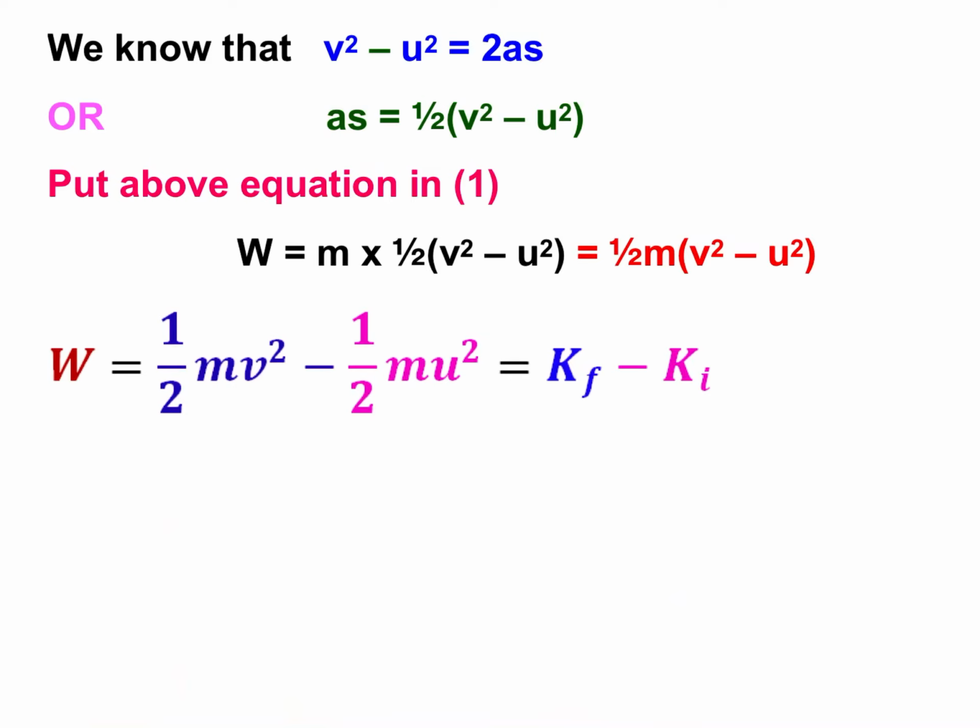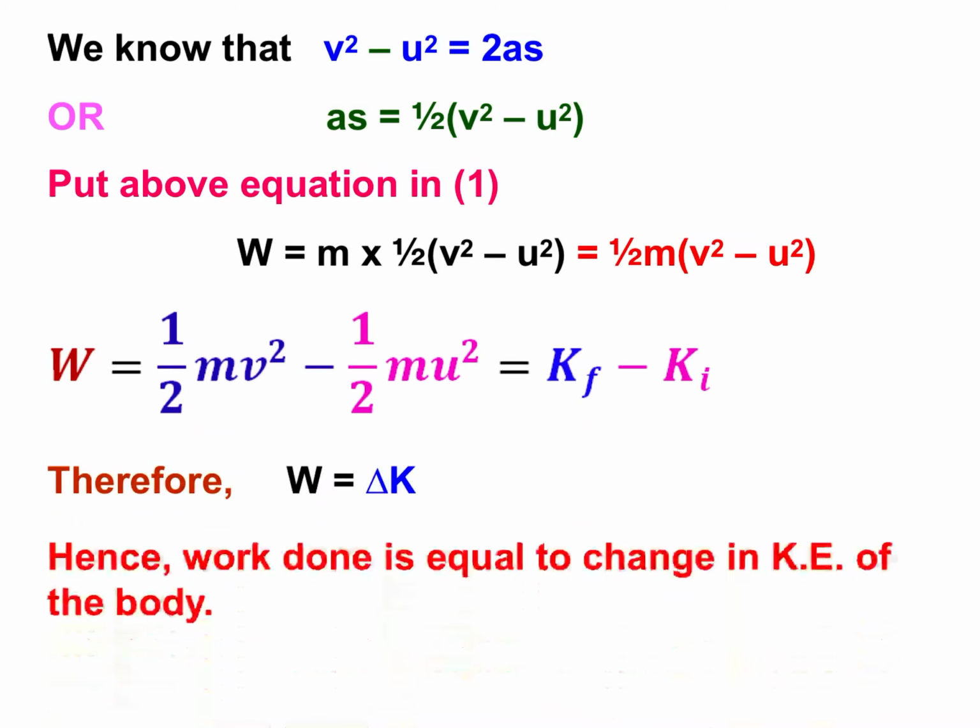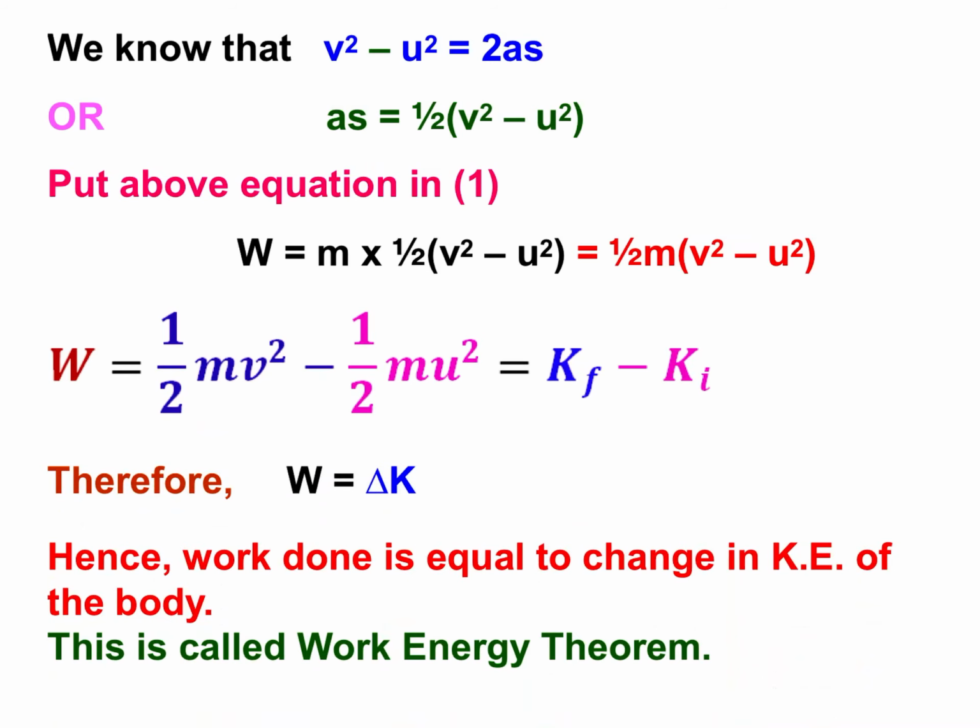Multiply this half m inside the bracket, we will get work done W is equal to half mv square minus half mu square. Half mv square is Kf, final kinetic energy, minus half mu square is Ki, initial kinetic energy. So work done W is equal to change in kinetic energy, which is denoted by delta K. Hence work done is equal to change in kinetic energy of the body. This is called work energy theorem.